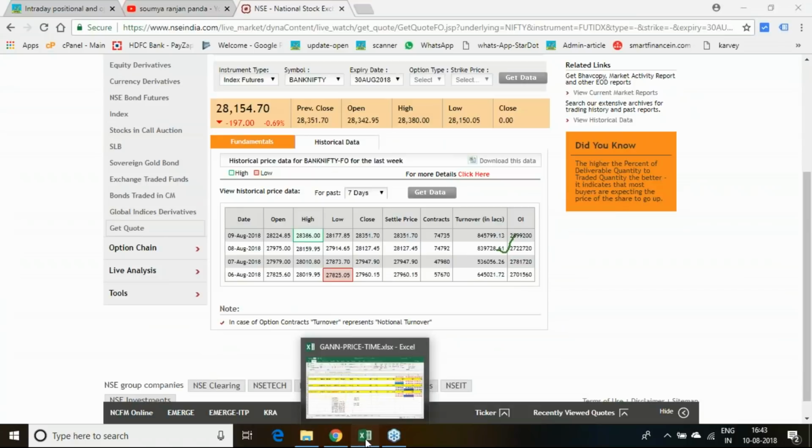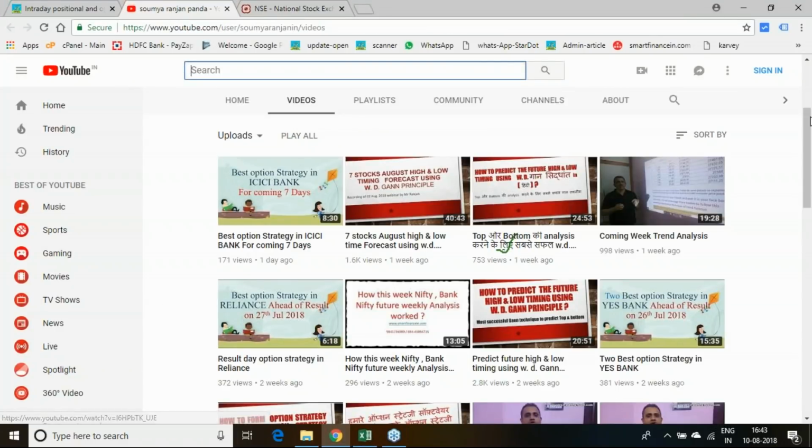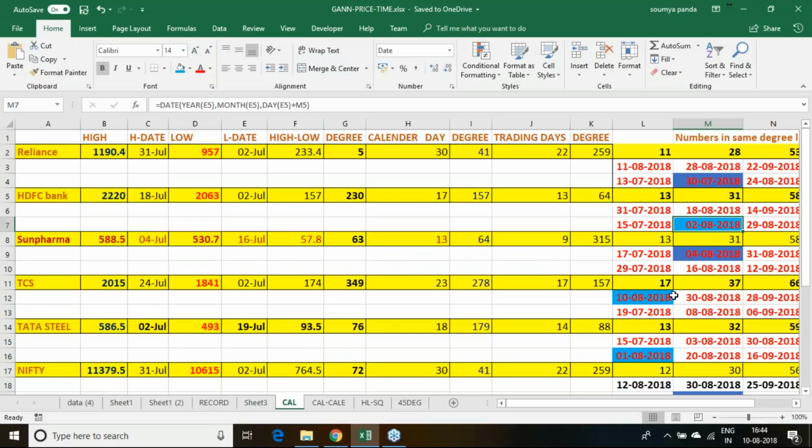So let me go back to the timing analysis we did as per the Gann principle, and it happened in a live webinar. I took 7 counters. The recording of that same thing is available here from 1 week before. And the method used here is WD Gann's concept, on which I have also released 2 videos. One is in English, another is in Hindi. Based on these calculations, we have analyzed 7 counters, and out of these 7 counters, you can look into this particular counter.